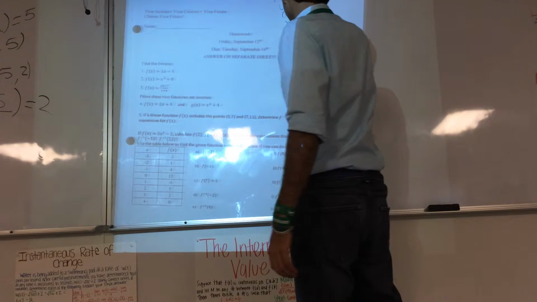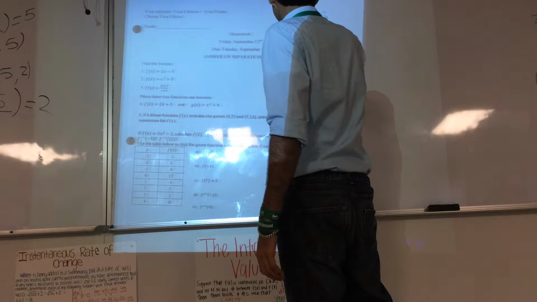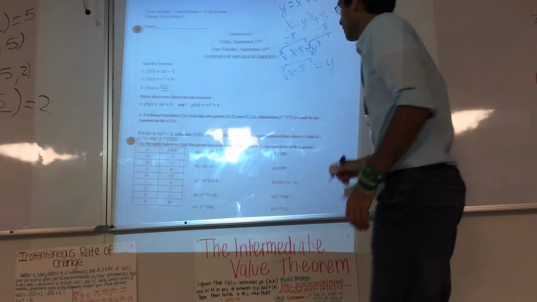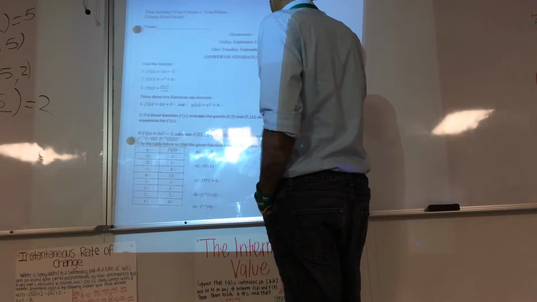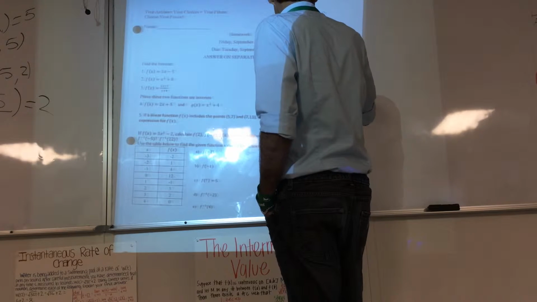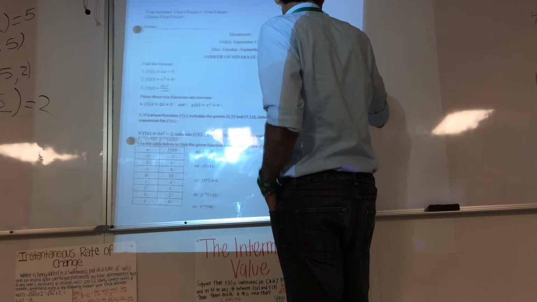So the cube root of x minus 8 equals y. We don't leave it like this. We'll write that the cube root of x minus 8 equals f inverse of x.